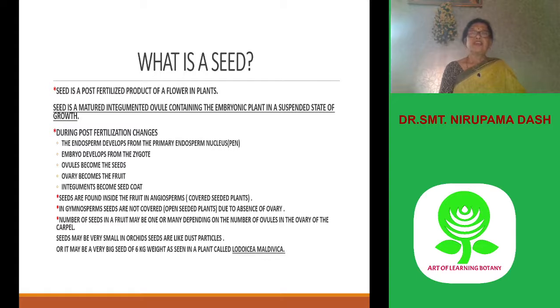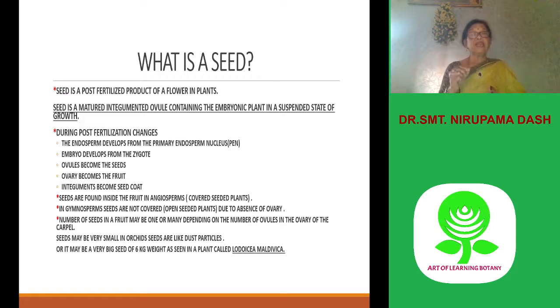Let me discuss what is a seed. The seed is a post-fertilized product of a flower in plants. Seed is a mature integumented ovule containing the embryonic plant in a suspended state of growth. During these post-fertilization changes, endosperm develops from primary endosperm nucleus, and embryo develops from zygote, ovules become the seeds, and ovary becomes the fruit. The integuments become seed coat.